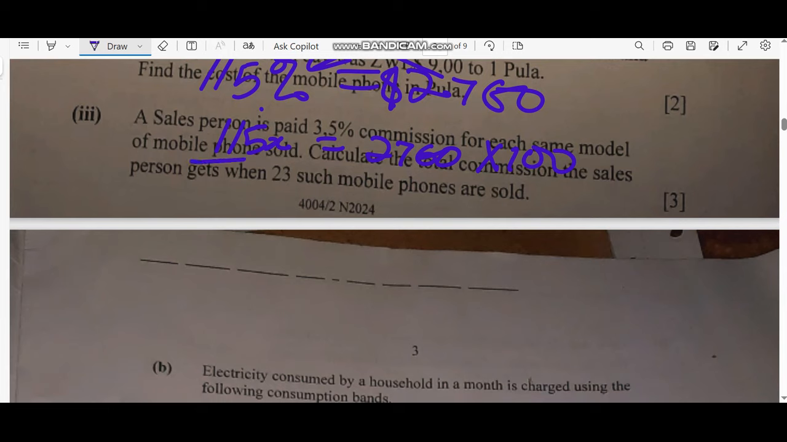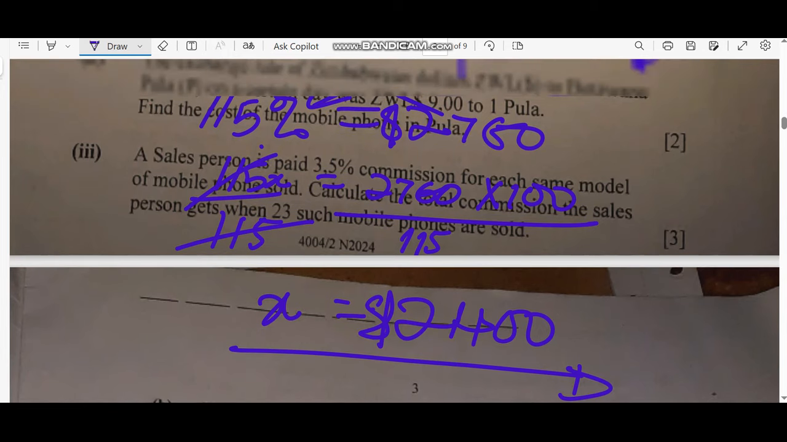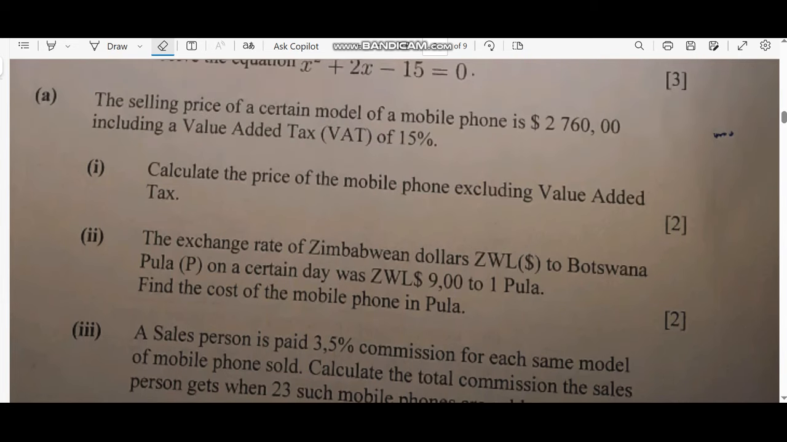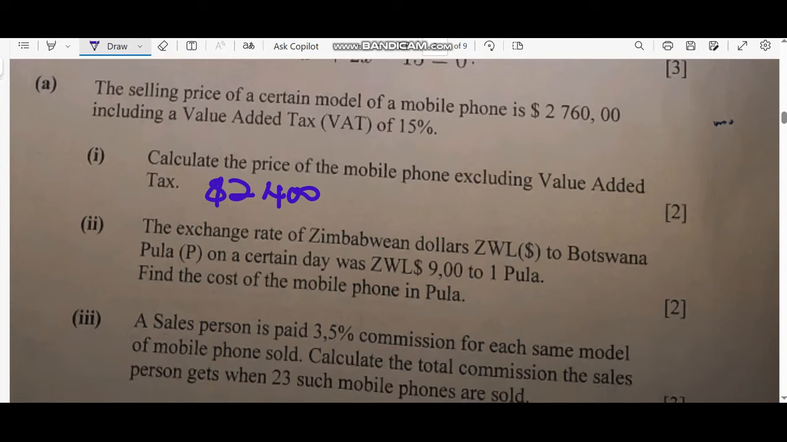Then after that I'm going to divide both sides by 115 for me to get the value of x, which is the original price of the cell phone without value added tax. So if you calculate very well, you are going to obtain 2,400 as your answer. $2,400 is your answer. All right, then moving on. So the price is $2,400. All right, next question.